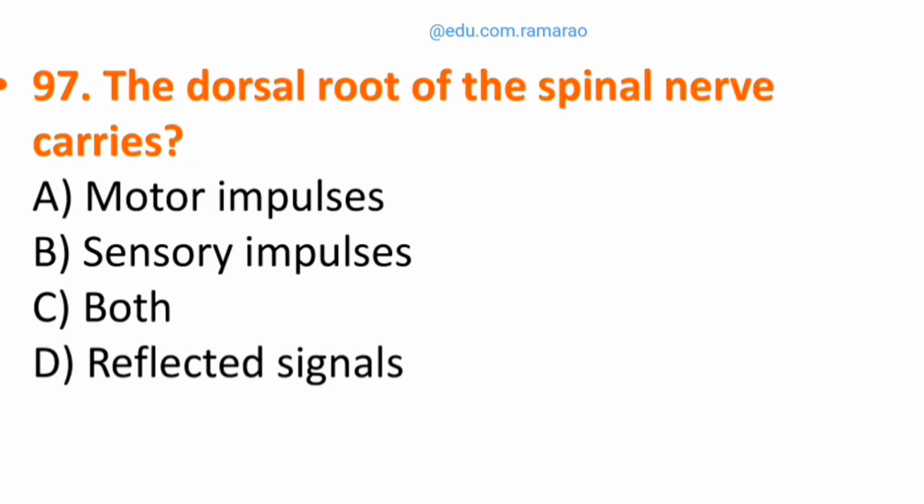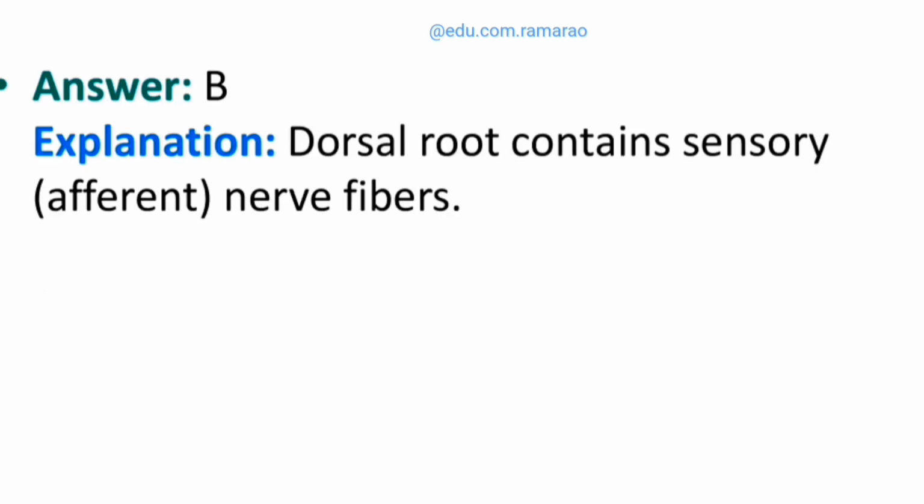The dorsal root of the spinal nerve carries option A motor impulses, option B sensory impulses, option C both, option D reflex signals. The correct answer is option B. Dorsal root contains sensory afferent nerve fibers.